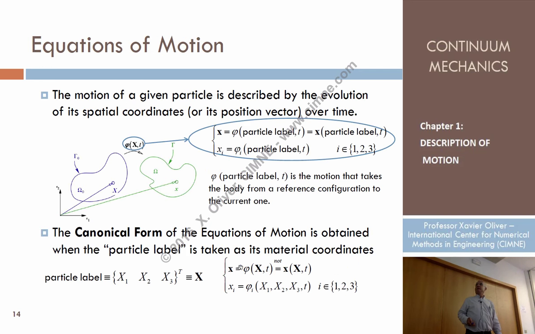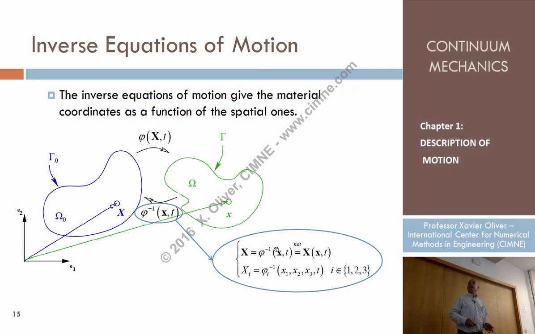These equations of motion are mathematical equations that provide small x1, small x2, small x3, for every time, in terms of capital X1, capital X2, capital X3. So there are three equations with three unknowns, so to speak. Imagine that we can solve them so that we can isolate capital X1, capital X2, capital X3 in terms of small x1, small x2, small x3, and time. So we will obtain something that looks like that. Some functions that return, for every spatial position, for every small x, the label, the material coordinates, of that particle that at this time occupies this spatial position. These are called the inverse equations of motion.